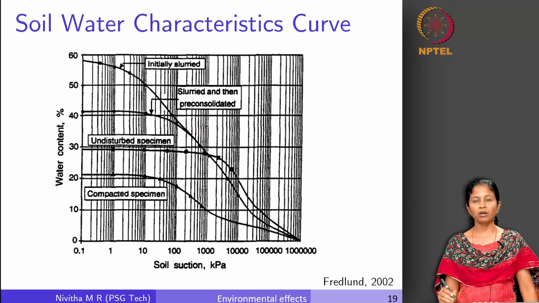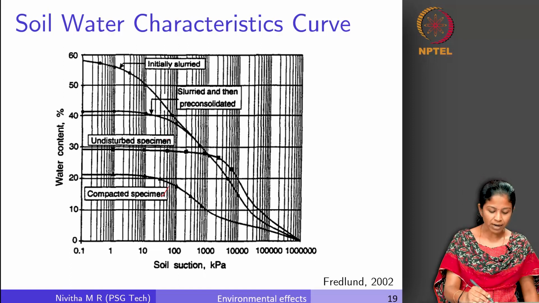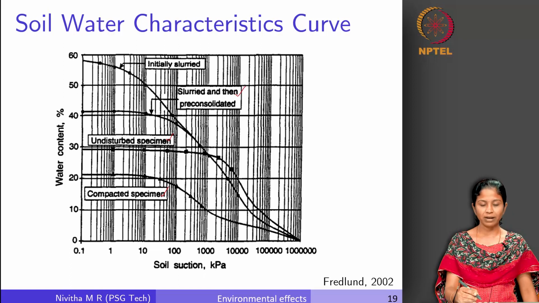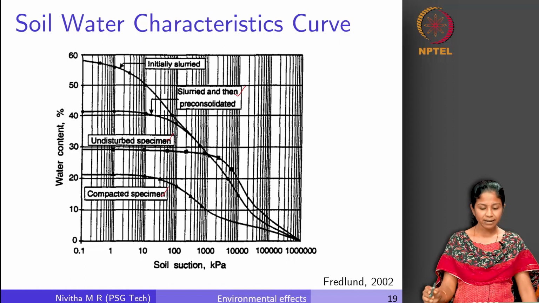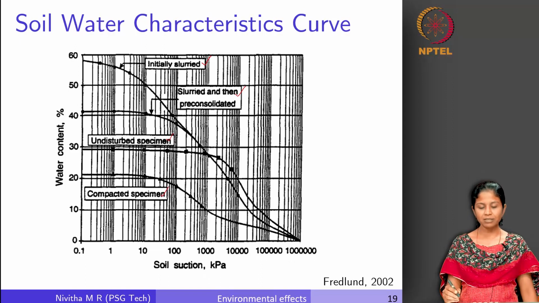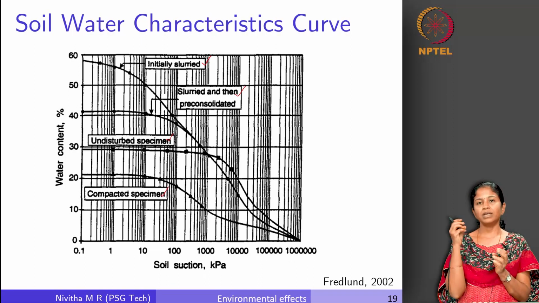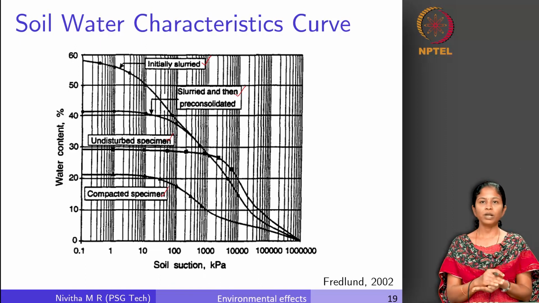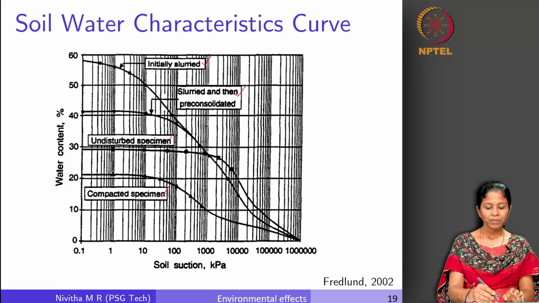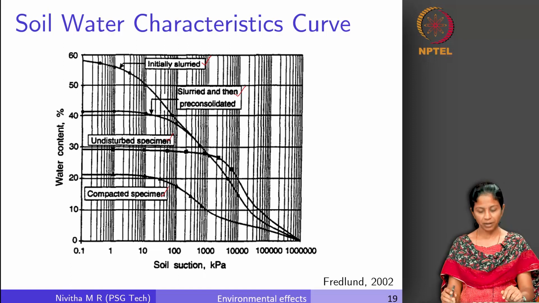Similarly, we can also see how the soil water characteristic curve varies for different states of the soil. So, we have a compacted specimen, which is a typical laboratory compacted specimen. We have an undisturbed specimen. We have a slurried and then pre-consolidated specimen. We have a soil which is slurried in the initial condition itself. So, for a given soil, depending upon the state in which the soil is present, this soil water characteristic curve will differ, because in a slurry state the state of soil is different, the movement of moisture will be different compared to a fully compacted state. So that is why for a given soil also, depending upon the state in which the soil is present, the soil water characteristic curve will differ.